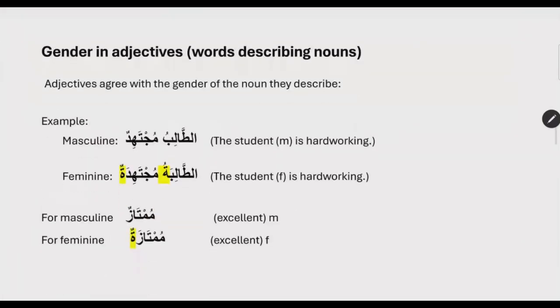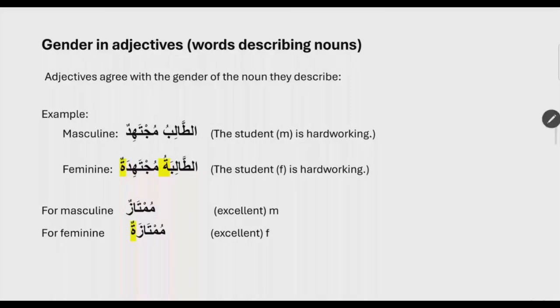Okay, and gender in adjectives: adjectives always come after the noun. It's quite strange. We normally say in English, a hardworking student, but in Arabic you have to say talib mujtahid, student hardworking, or student excellent, talib mumtaz, talib tawil, a tall student. So you use talib first and then the adjective at the end. And then obviously it must also agree. So you have taliba mujtahida, or taliba mumtaza, taliba kabira. You first put the noun, then you put the adjective.